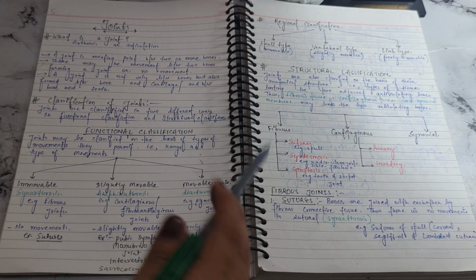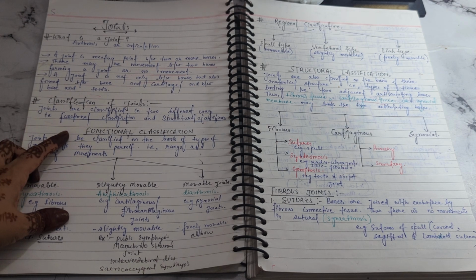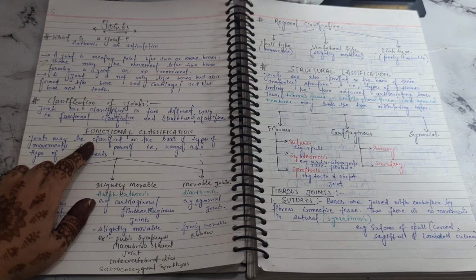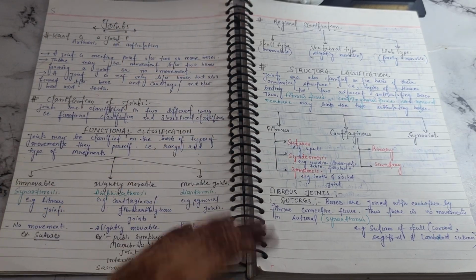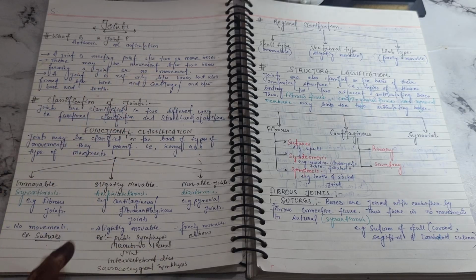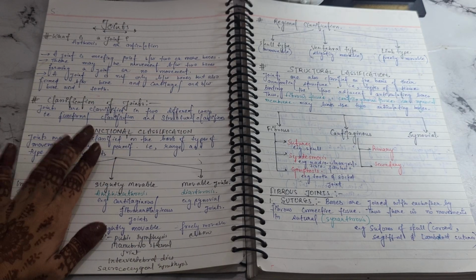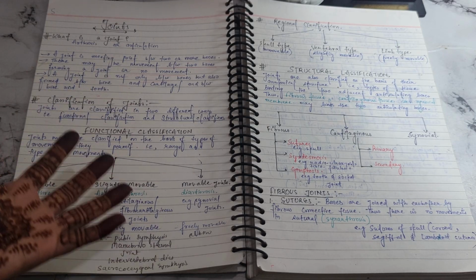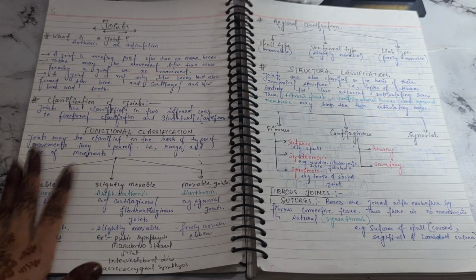Today we are going to study mainly the classification. The classification of joints is basically of three types. First is functional classification, second is regional classification, and third is structural classification. Today we are going to cover the classification of joints. In functional classification we basically study the movements of the joints. So there is movement, no movement, or slightly movable.